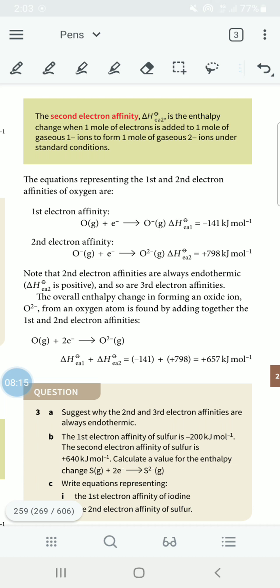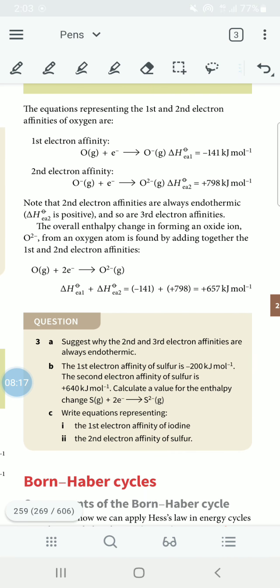Right. So then the equations representing the first and second electron affinities of oxygen have been given here. First electron affinity is O(g) + e− giving O−(g). Right? Then for the second electron affinity, we start with O−, add an electron, and it produces O2−. Second electron affinities are always endothermic. That is another thing that you must understand. And third and fourth, they are also the same.